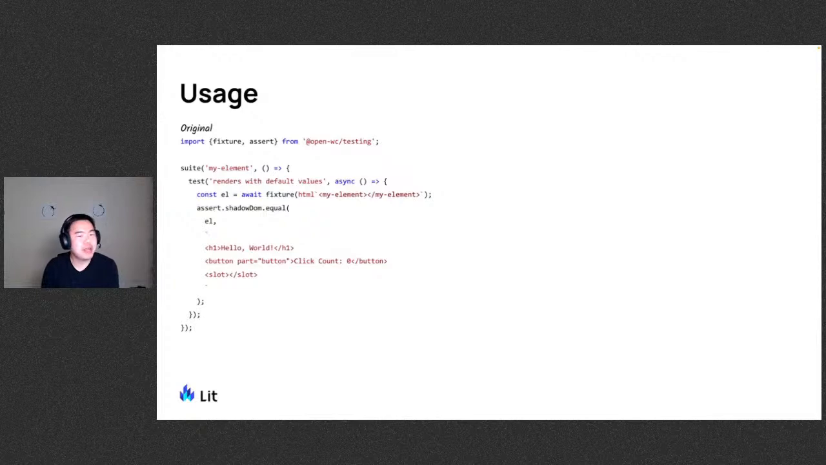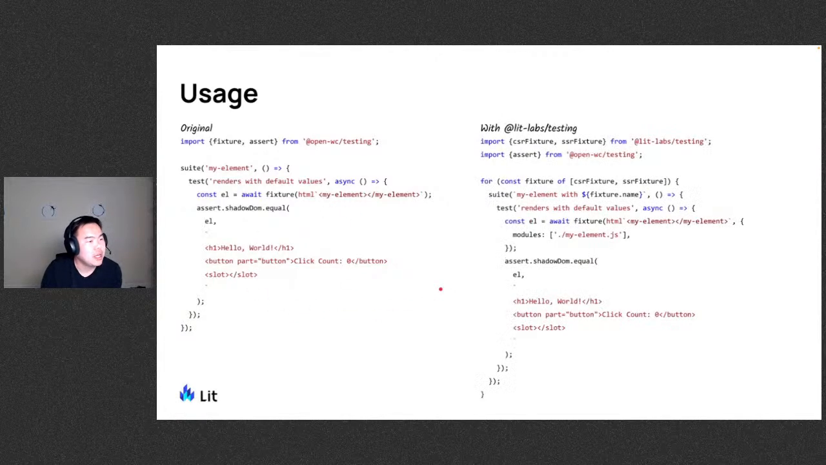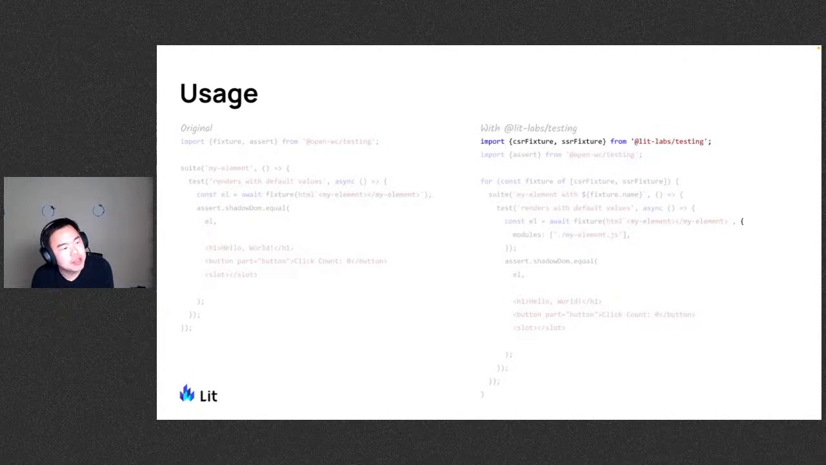So here, let's say we have a test that doesn't use our package yet. It does utilize the fixture and insert from the OpenWC testing package, which is excellent. So this right now, as it is, will only run in the browser, and you can only test client rendering of this particular element. By using the Labs testing package, we can go ahead and test it in multiple environments. So we're going to bring in the CSR fixture for client-side rendering, as well as the SSR fixture for server-side rendering. And we're going to go ahead and run this in a loop.